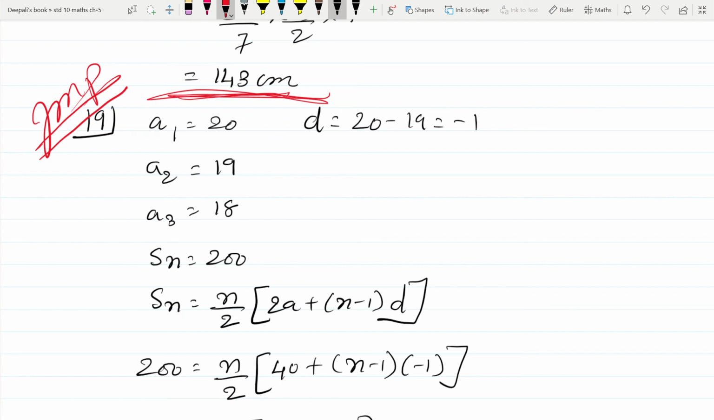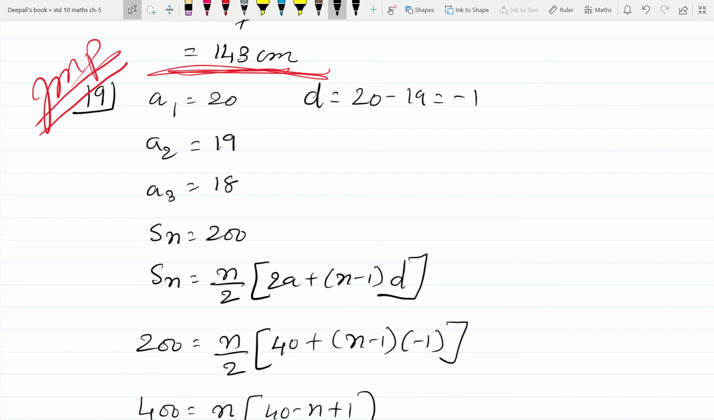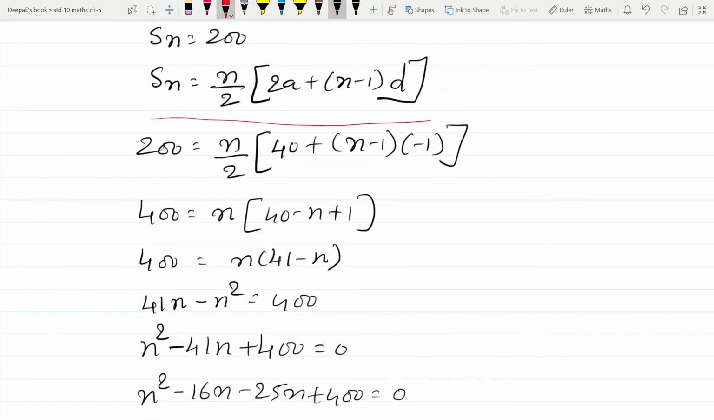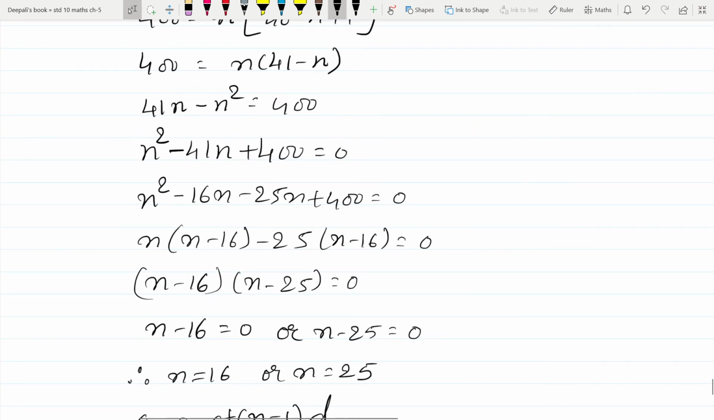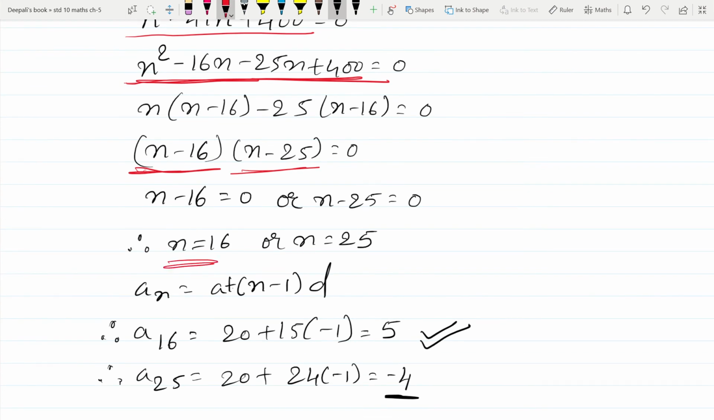So what we have, the number of logs stacked in the first row is 20, second is 19, third is 18, and d will be minus 1. Sn is 200. If I replace these values in the formula, Sn is n upon 2 [2a plus (n minus 1)d], I get an equation which is n square minus 41n plus 400, which I solve by splitting the middle term. I get the two factors n minus 16 and n minus 25. Now if I solve this, n is 16 and n is 25.